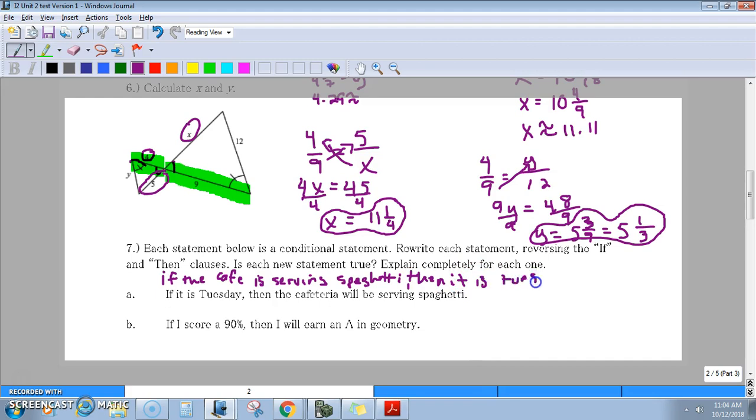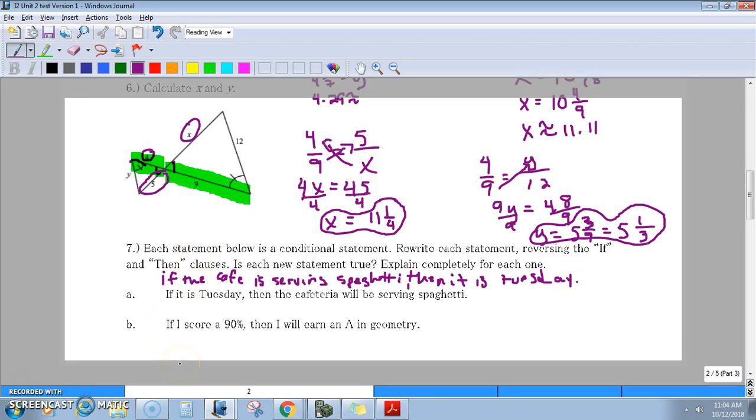Is it true? If it is Tuesday, then the cafeteria will be serving spaghetti. We don't know if it's true because we don't know if the cafeteria serves spaghetti on any other day. So it may or may not be true.